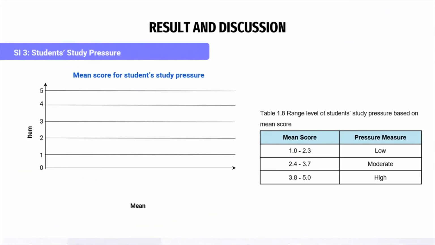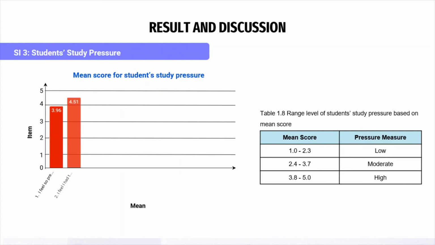This figure shows the mean score for students' study pressure in online learning. There are 10 items, and questions related to students' study pressure were asked in the survey. For the first question, the students' study pressure is measured as high with the mean score of 3.96. This is because respondents strongly agree that they feel pressure doing group work due to lack of cooperation between members.